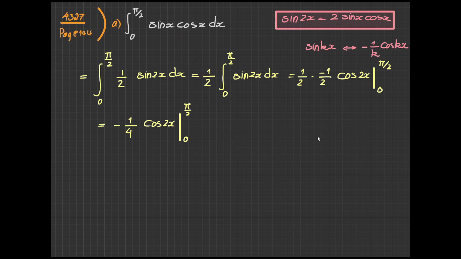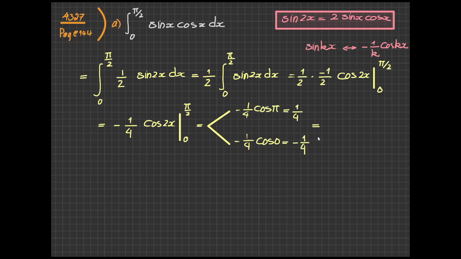Okay, and then what I have to do, I have to replace x with pi over 2, which is minus 1 over 4 cosine pi, because if I replace x with pi over 2, this 2 will cancel that 2. But do you remember what is cosine of pi? It's negative 1. So this becomes 1 over 4. And then I replace x with 0. It becomes minus 1 over 4 cosine of 0. But cosine of 0 is 1. So it becomes minus 1 over 4.